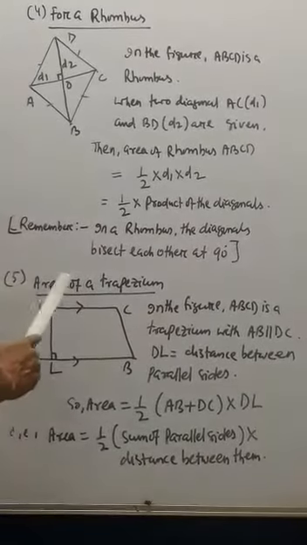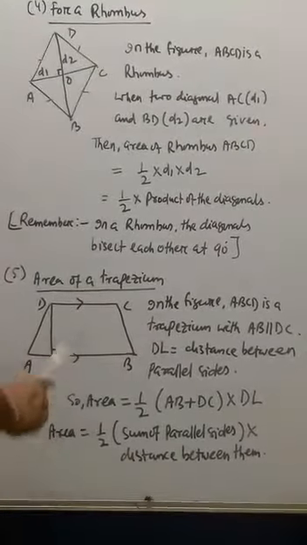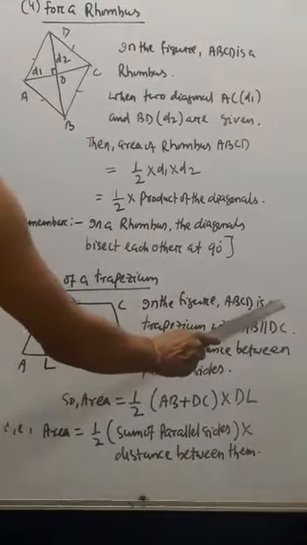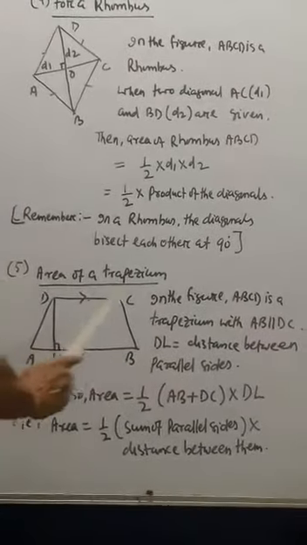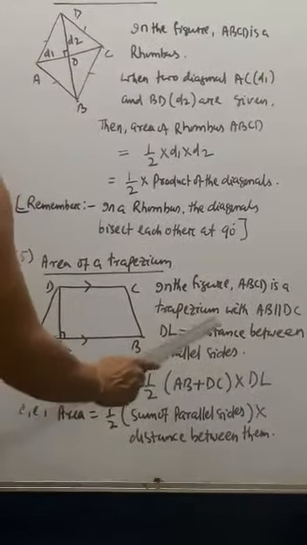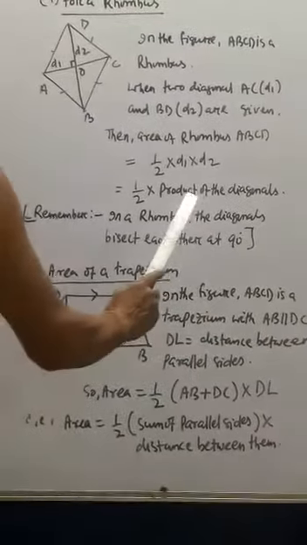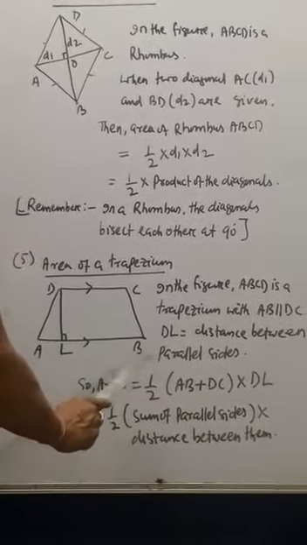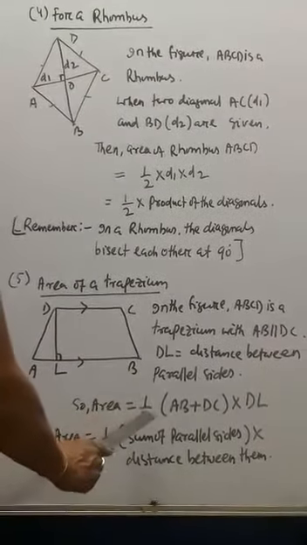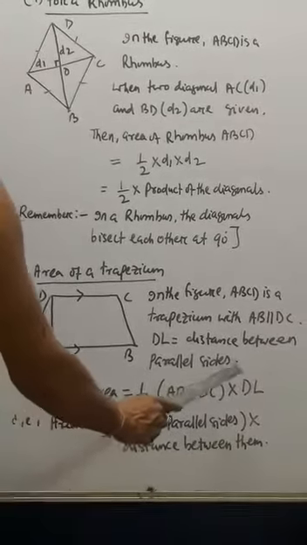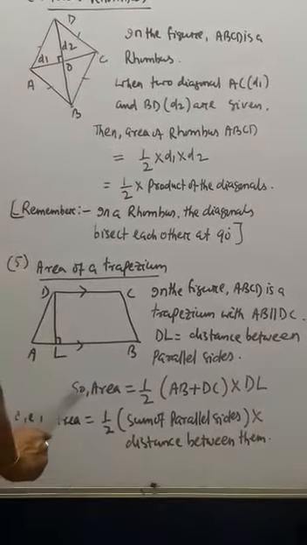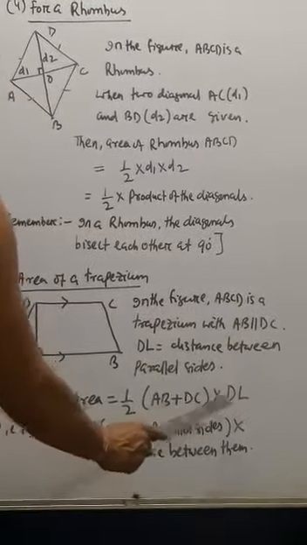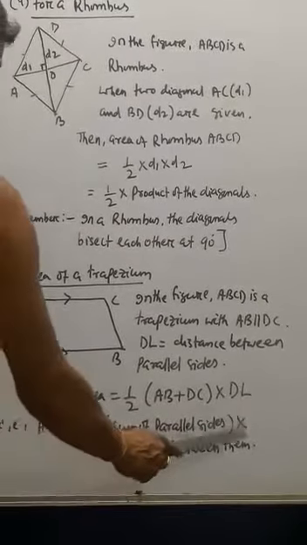Now fifth point, area of a trapezium. In the figure ABCD is a trapezium with AB parallel to DC, and in the figure DL is the distance between the parallel sides AB and DC. So when these three conditions are given, then area of trapezium ABCD is equal to half into (AB plus DC) into DL. That means area is equal to half into sum of the parallel sides into distance between them.